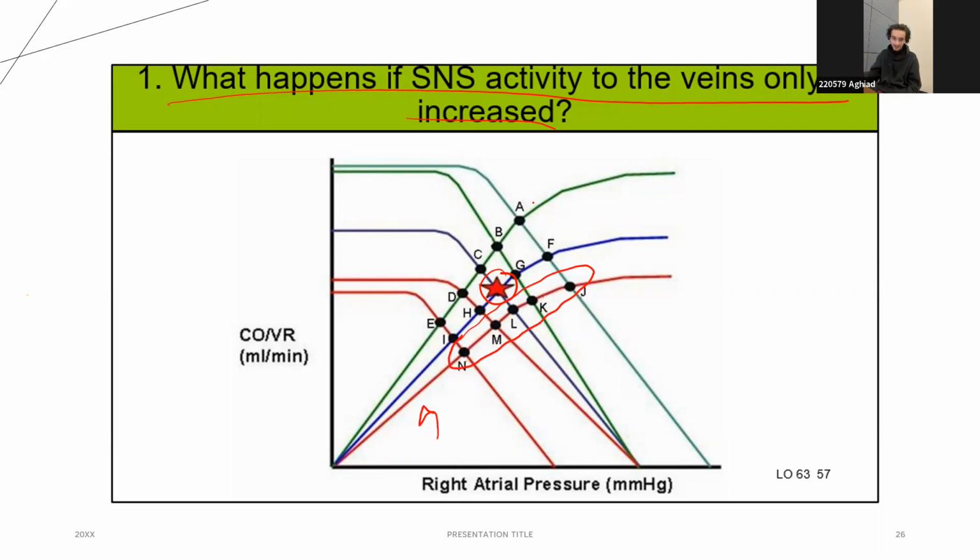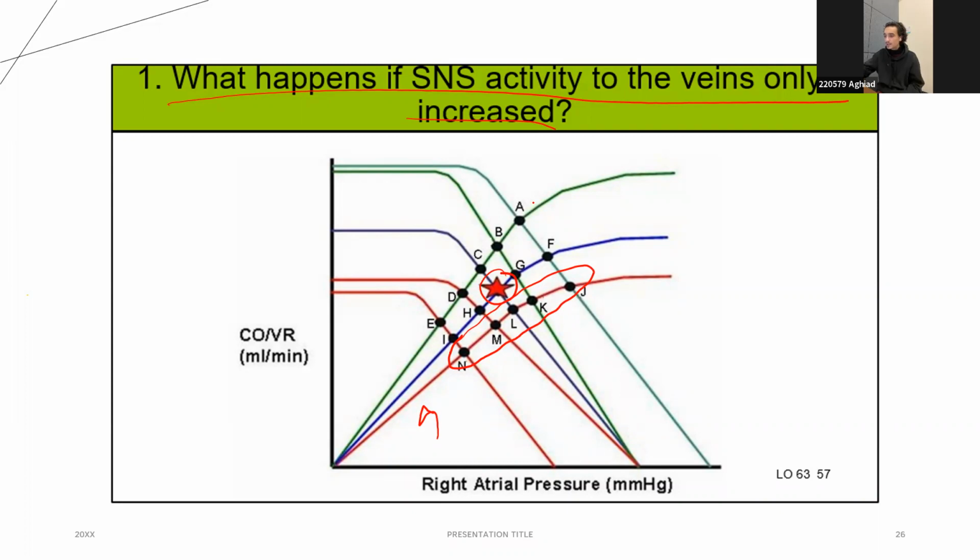Venoconstriction. Yes, the veins can decrease their compliance, and thus venoconstriction, not vaso-veno. Yes, more blood flow to the heart, because that blood that is pooled is being pushed to the heart.